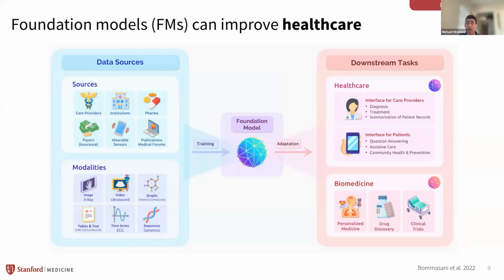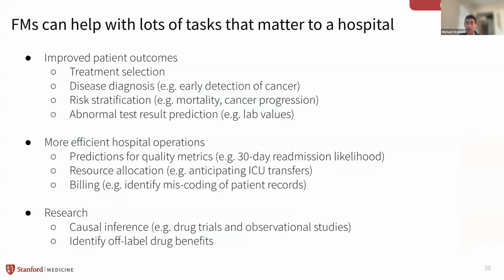And there's a ton of tasks in a health system that a foundation model could help with, and that hospitals really do need help with today. So here is a brief smattering of things that a hospital might care about: predicting disease diagnoses, selecting optimal treatments for patients, stratifying people based on risk, in addition to a lot of operational concerns like resource allocation, predictions for quality metrics like readmissions, and things like that.